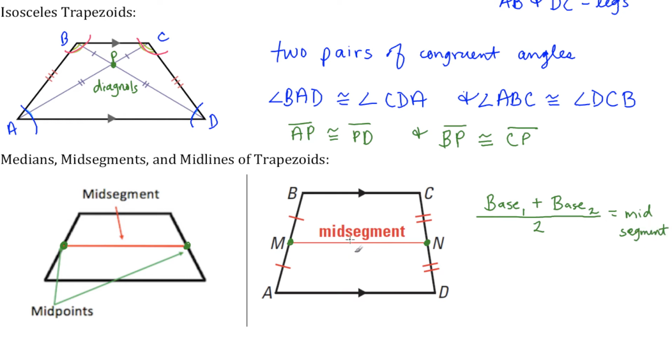So basically, the mid-segment is half of base 1 plus base 2. Whichever way is helpful for you. I'll show you what I mean. This mid-segment is half of these two, or these two divided by 2 will give me the mid-segment.